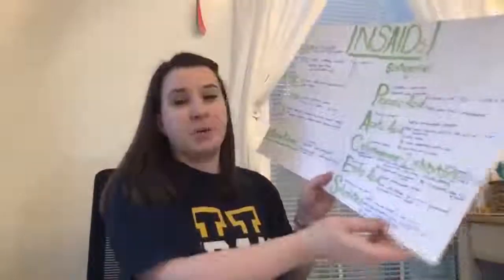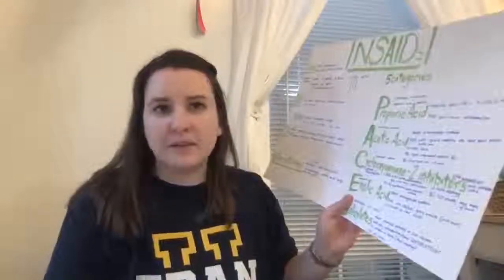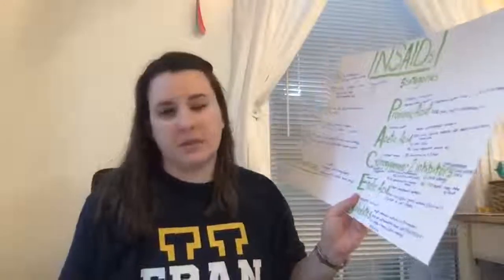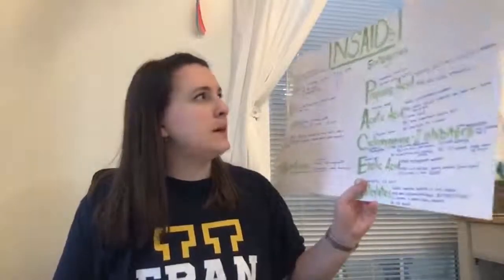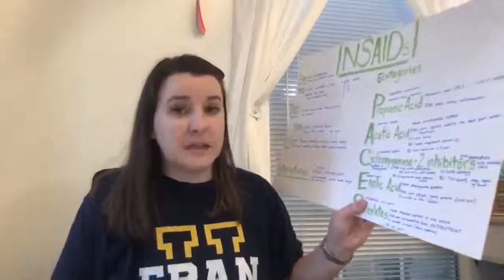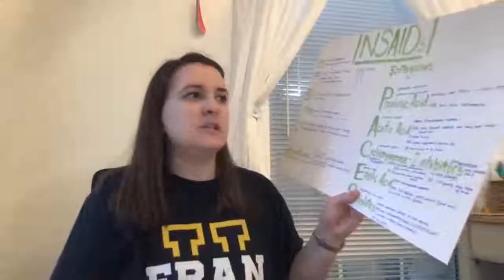Let's start at the top, propionic acid. We know this commonly as Motrin, Advil, or Aleve. Motrin and Advil are ibuprofen. Aleve is naproxen. This category of NSAIDs reversibly stops COX-1 and COX-2 enzymes, and it's primarily used for pain, fever, or inflammation.